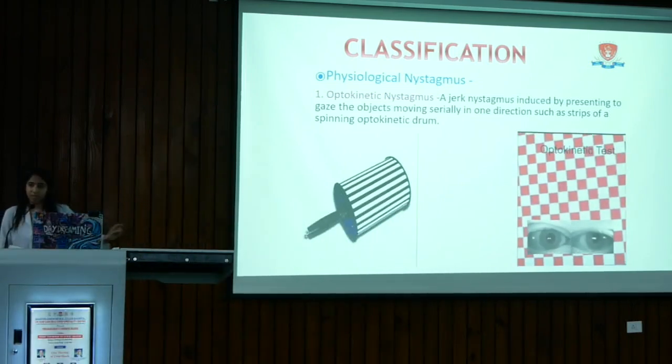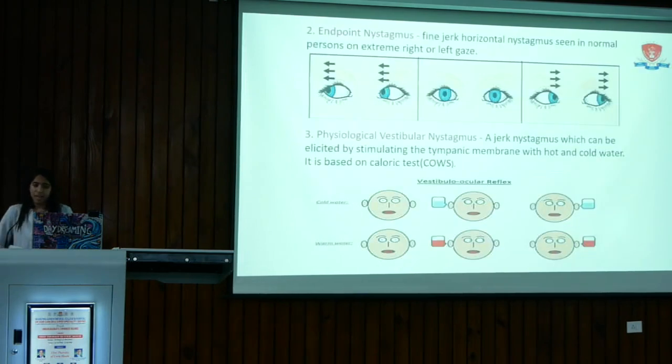This is the nystagmus which is induced. Then we have endpoint nystagmus. It is a fine jerk horizontal nystagmus seen in normal persons on extreme right and extreme left gaze. Like when we move the eye in extreme right gaze, the nystagmus is induced in the left direction, but when we move the eye in extreme left gaze, the nystagmus is induced in the right direction.